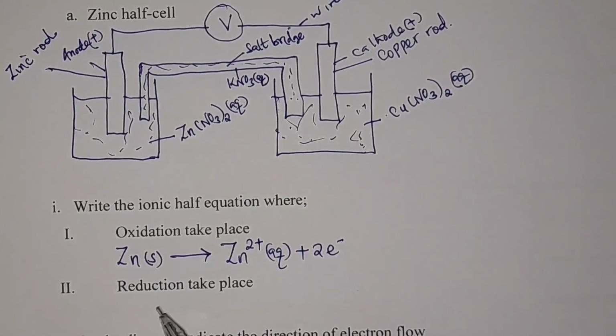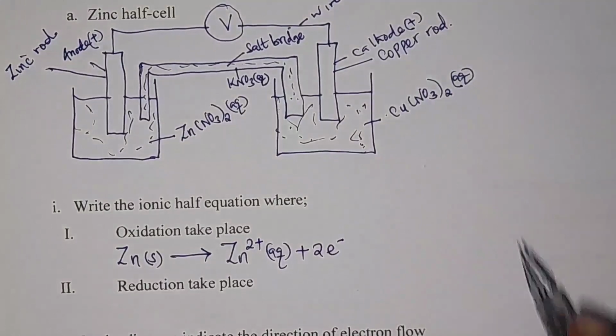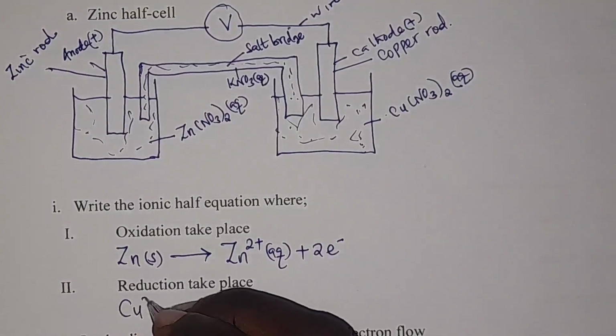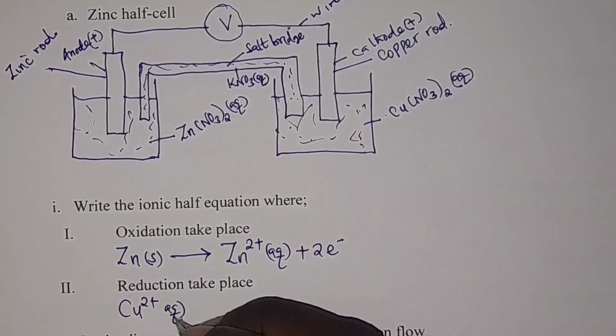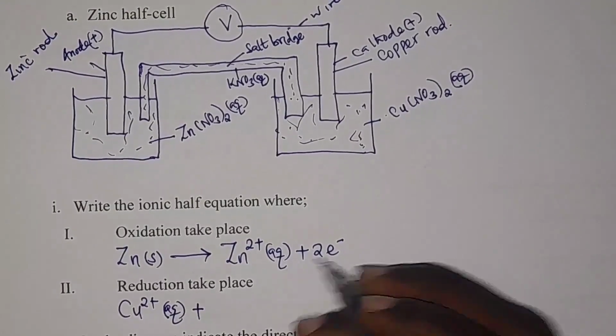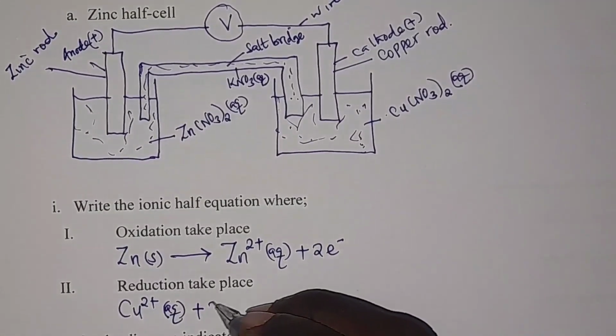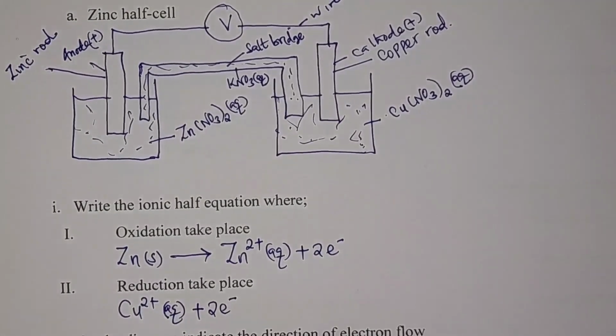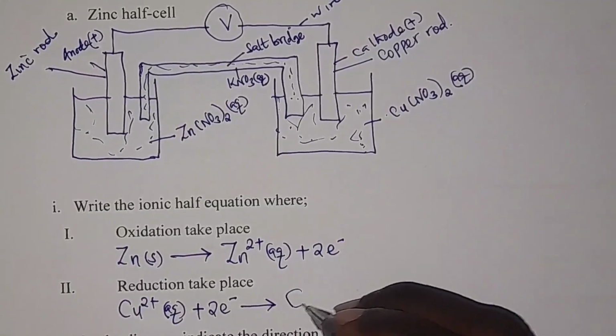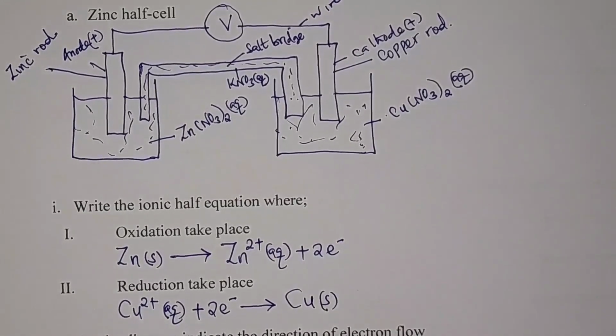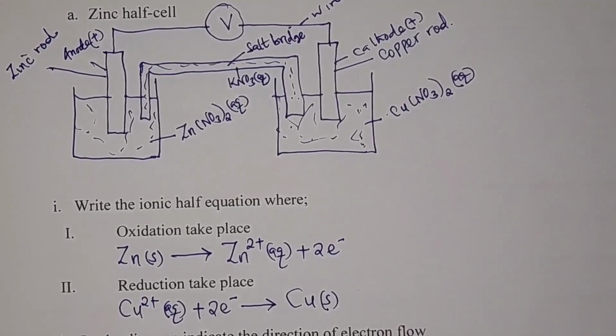Reduction takes place at the cathode, and there we have copper-2 ions, first of all, which are in solution form. Then the electrons lost from the anode are gained at the cathode. So plus 2 electrons. Here we are going to form neutral copper metal. So we are going to have that as our half ionic equation where reduction takes place.